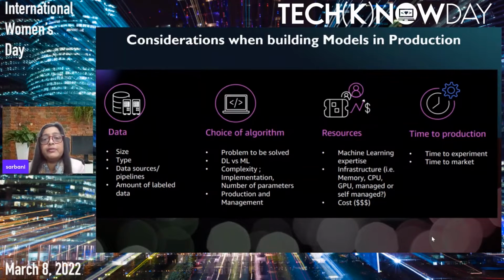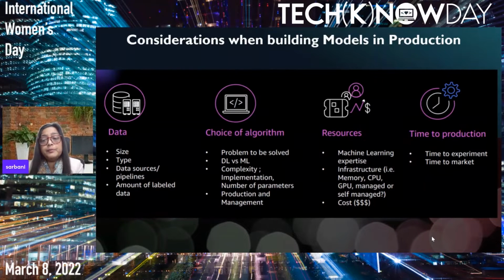Different considerations when we build a model in production: data, size of the data, type, data sources, amount of data, how to label the data. Then we are concerned about the choice of algorithm, problem to be solved, deep learning or machine learning, complexity of the system, complexity of the implementation, how to manage the implementation or endpoint to serve the final consumer applications. Then we talk about the resources, which is most important. Resources in terms of the people who are working in the system, as well as resources in terms of the infrastructure, CPU, GPU, how to balance the cost, complexity, and the performance of the system.